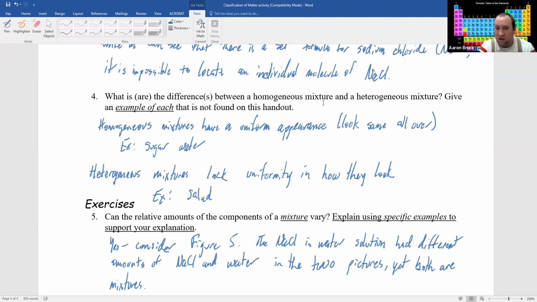Heterogeneous mixtures, on the other hand, lack that uniformity. So salad is a good example of that. Things like concrete. If you take a sample of sidewalk and you smack it, you can look and see all the different types of stones in there. You can see some of the sand that was put into it. You could separate all of that out pretty easily if you wanted to.